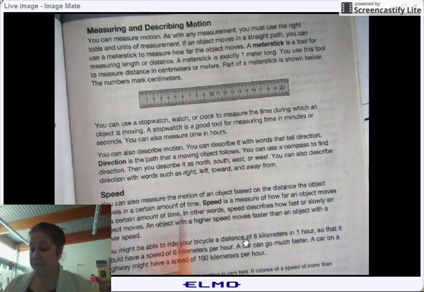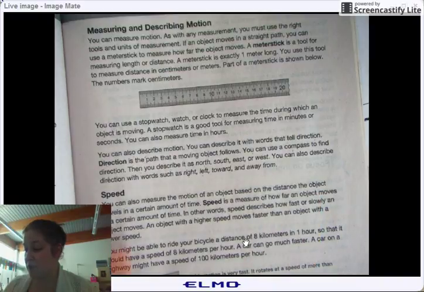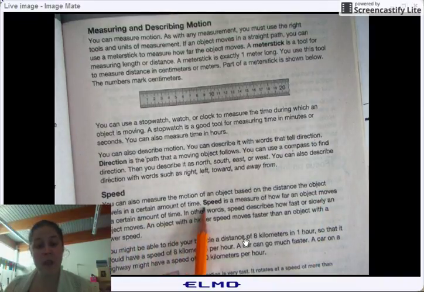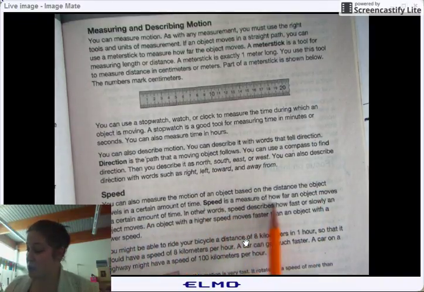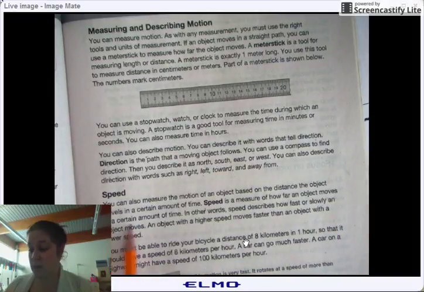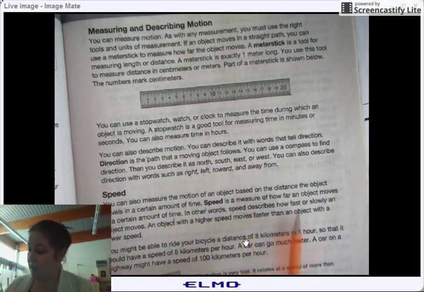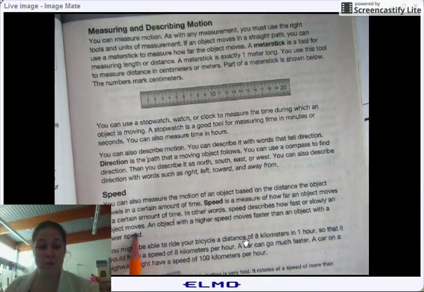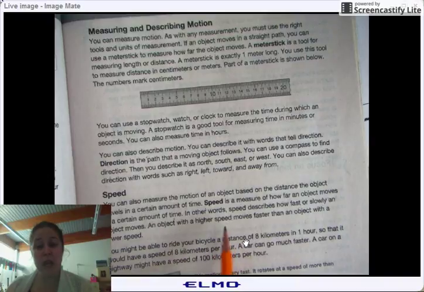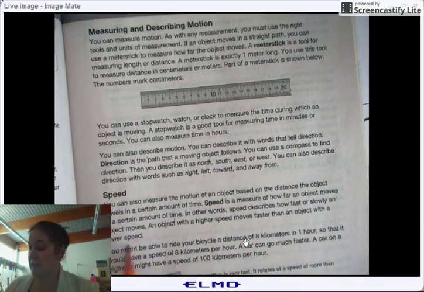We're now on speed. You can also measure the motion of an object based on the distance an object travels in a certain amount of time. Speed is a measure of how far an object moves in a certain amount of time. In other words, speed describes how fast or slowly an object moves. An object with a higher speed moves faster than an object with a lower speed.